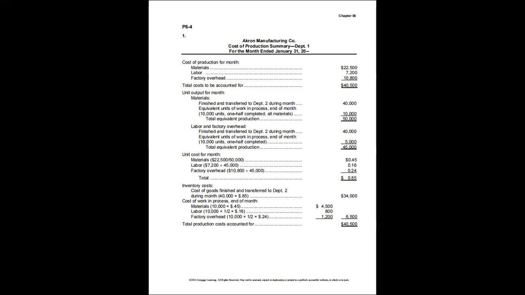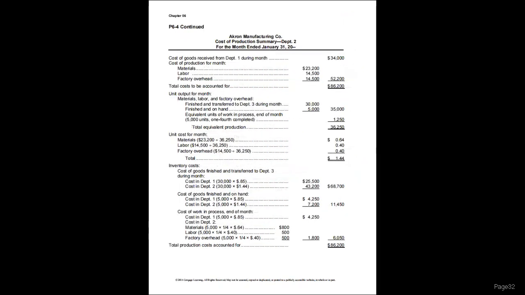Labor and factory overhead will each be divided in determining the unit labor cost, divided by 45,000. So all materials, however, if we consider now our labor and factory overhead, equivalent productions only 45,000. So we now get the total production cost. Total cost to be accounted for is equal to the total cost accounted for.